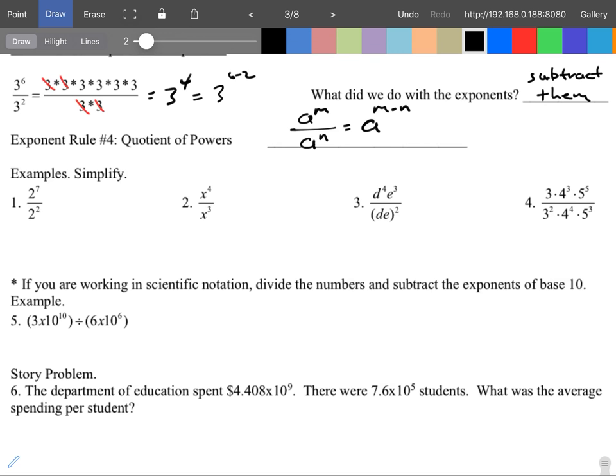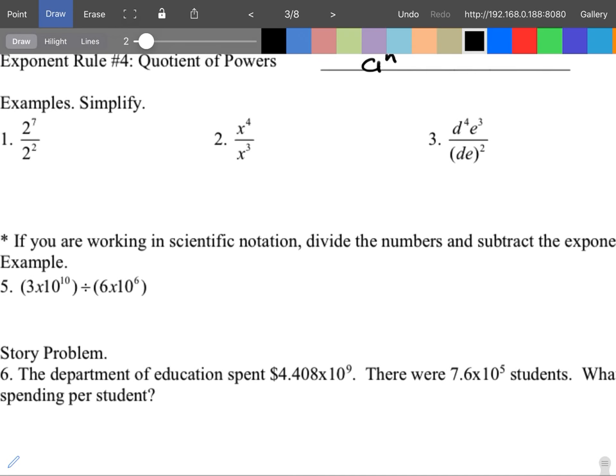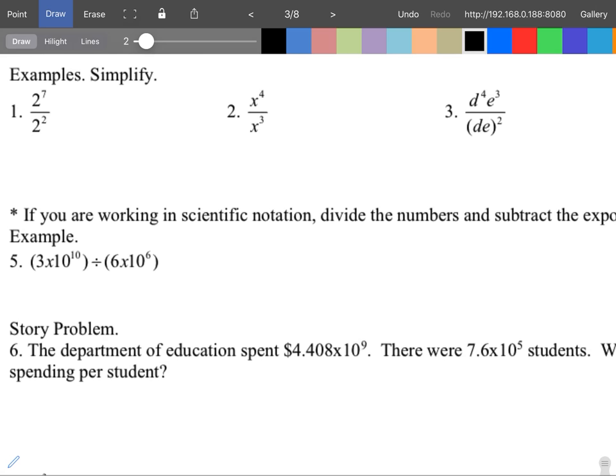Well, let's see if we can use this then to do these 4 examples. So the first one, maybe I'll zoom in here a little bit. So the first one, you would have 2 to the 7th power, well, 2 to the 7 minus 2 power. Again, it's always the numerator power minus the denominator power. So you'd end up with 2 to the 5th, which is 2 times 2 times 2 times 2 times 2, which would be 32.